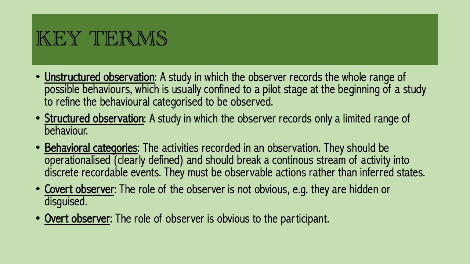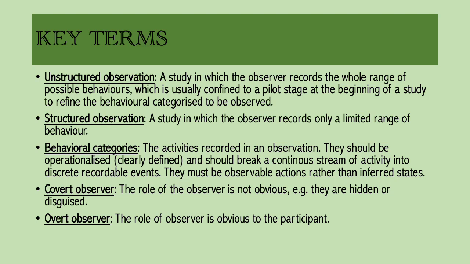If you see there, they should be operationalized, so clearly defined, and should break a continuous stream of activity into discrete recordable events. They must be observable actions rather than inferred states. So for behavioral categories, the word behavior means that you need to put all the behaviors you can observe on that piece of paper. So just think of behavioral categories like a checklist of behaviors that will be observed, and that paper will be used to record that behavior.